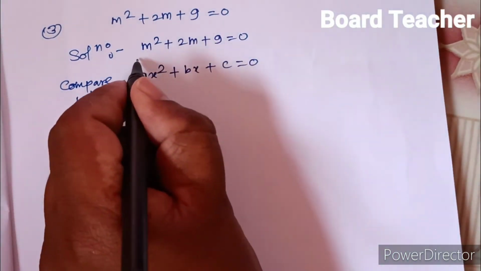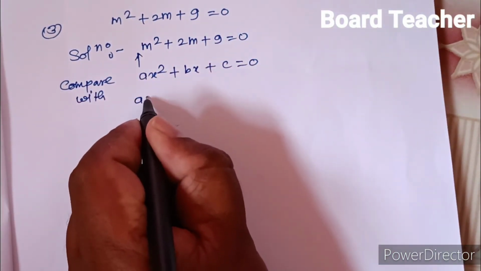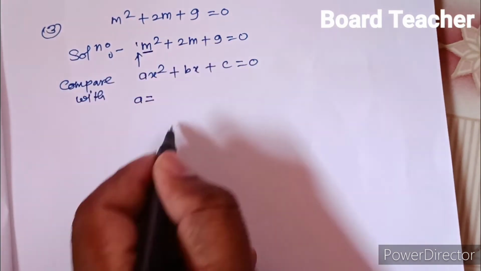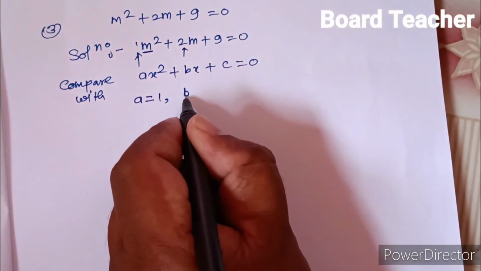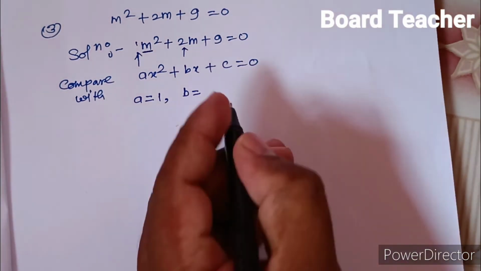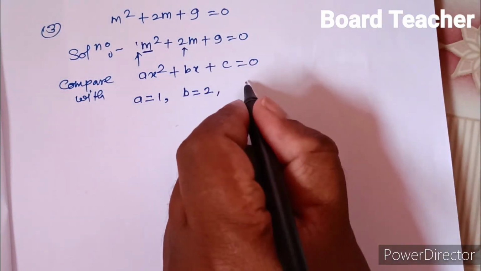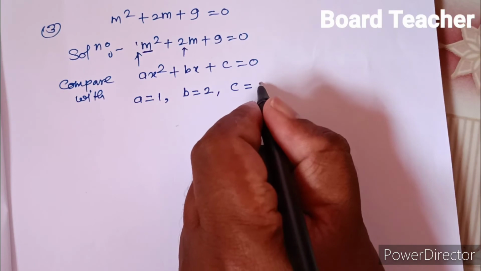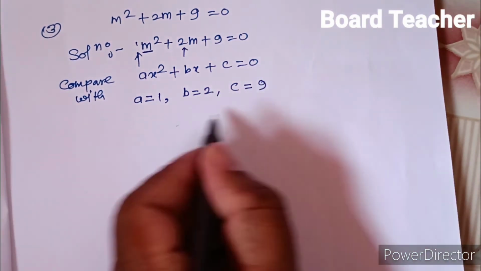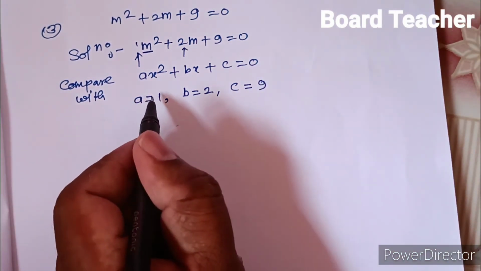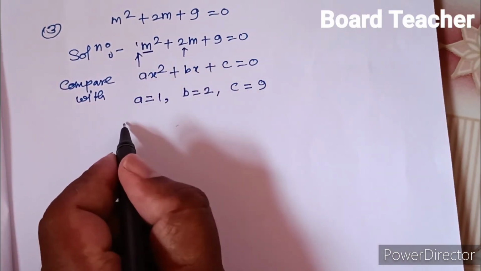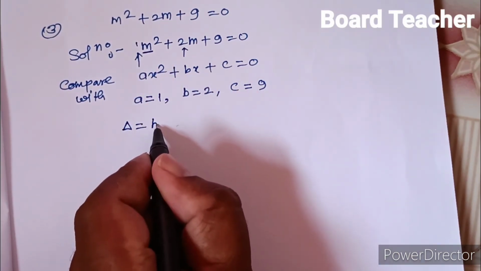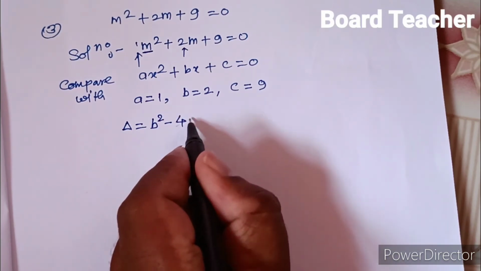Now write down the value of a, that is a equals the coefficient of m square, that is 1. a equals 1, b equals 2, and c equals 9. Now we have to find the value of delta, that is delta equals b square minus 4ac.